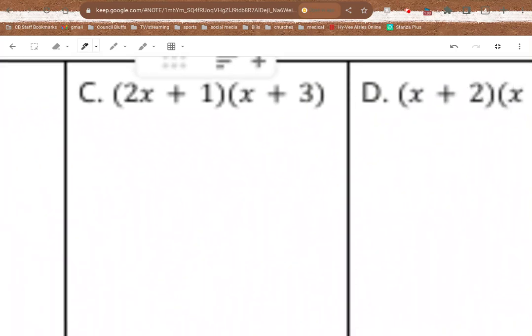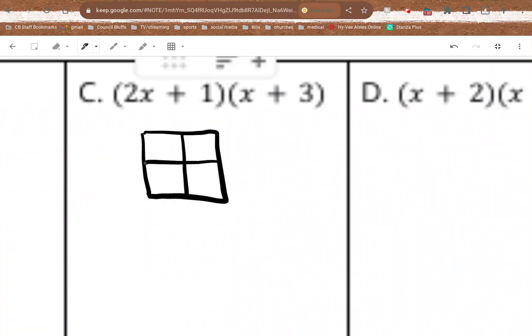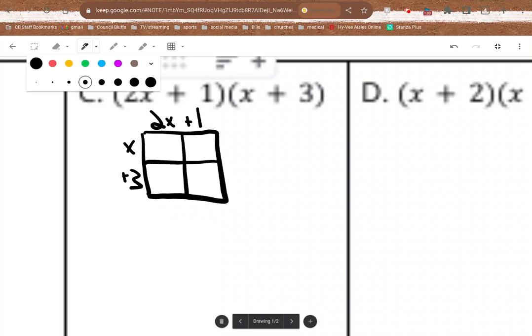C. Okay. C, I have 2x plus 1 times x plus 3. So I'm going to need to do a 2 by 2 box again. So I'll do 2x plus 1 up here. And I'll do x plus 3 down here. And let's multiply that out.